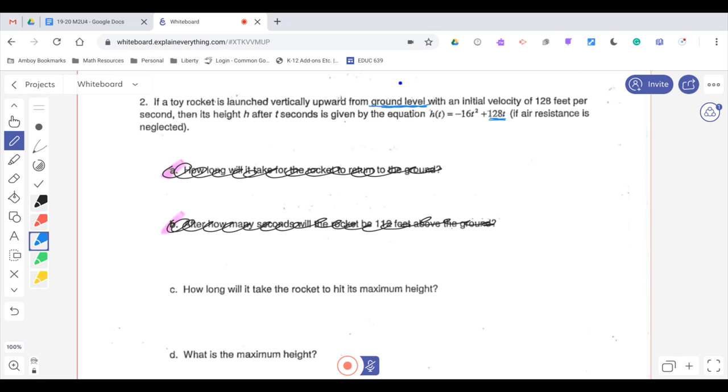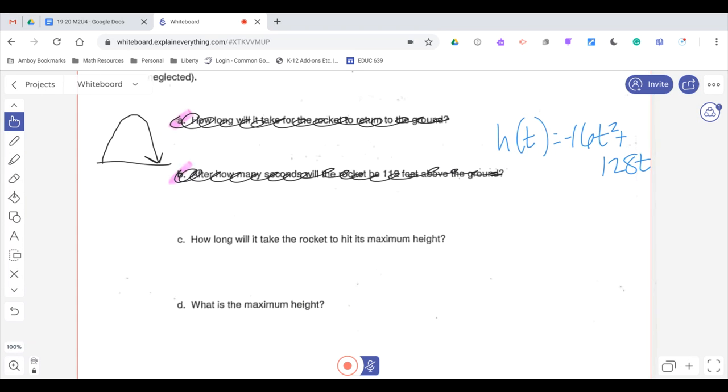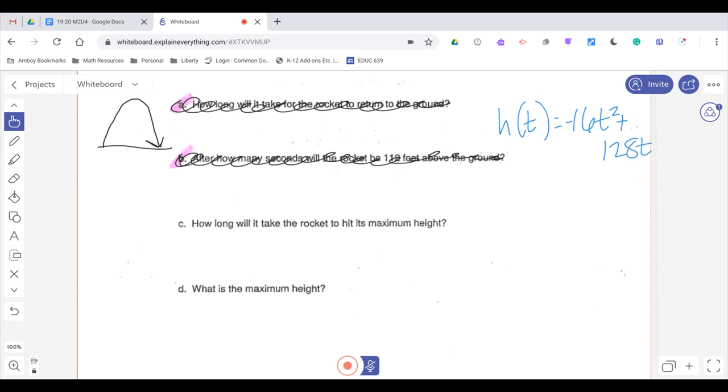Ground level, if you think about it, is like 0, and that's why there is no number added on the end. I'm just going to copy this down here again a little bit bigger in case I need to move down. If you need a picture, here's the ground, and a rocket's going to be launched, and then it's going to come back down to the ground. Question C is asking how long will it take the rocket to hit its maximum height?